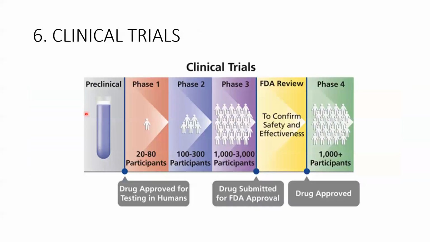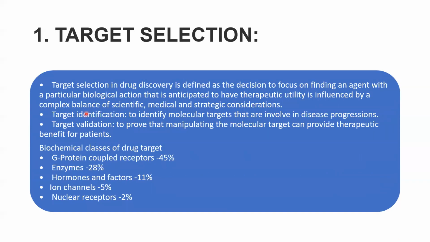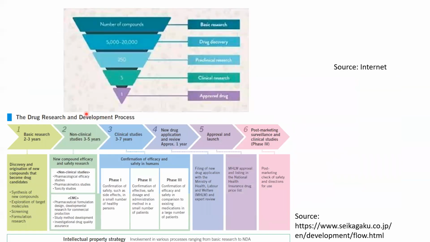So we are seeing the different stages of drug discovery, and you can see that these are the different stages. We are seeing the basic research, non-clinical studies, clinical trials, the application, approval and launch, and the post-market surveillance. These are the different steps. Taking the minimum time: basic research 2 years, non-clinical 3, total 5 years, clinical 3, 8 years, and 1, 9 years. If you take the minimum time span, it will take around 9 years to launch a new drug.